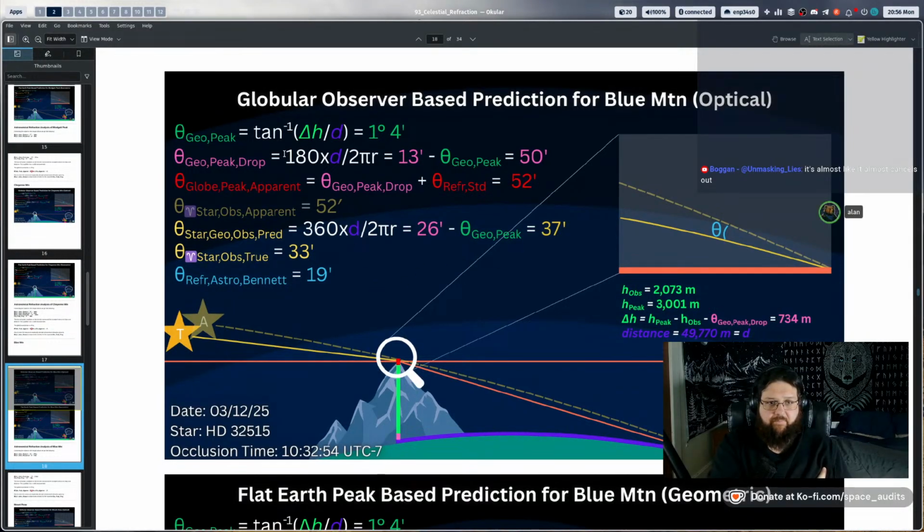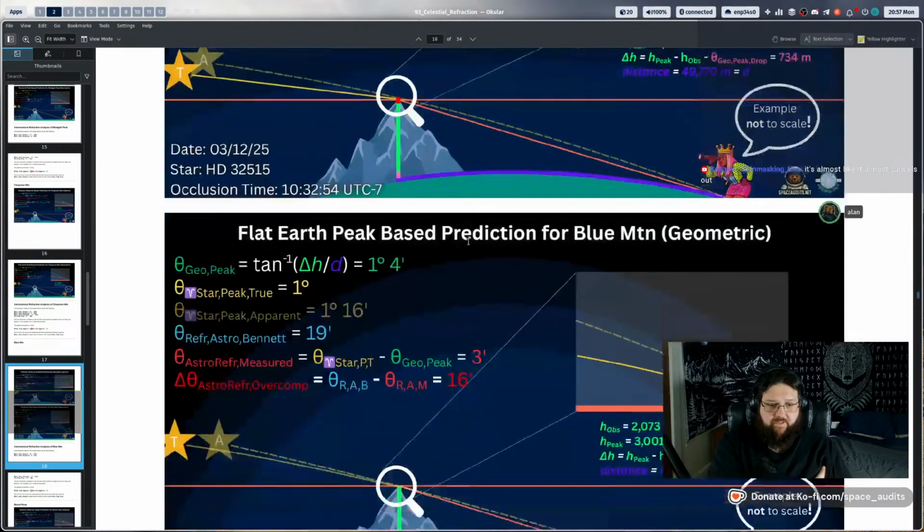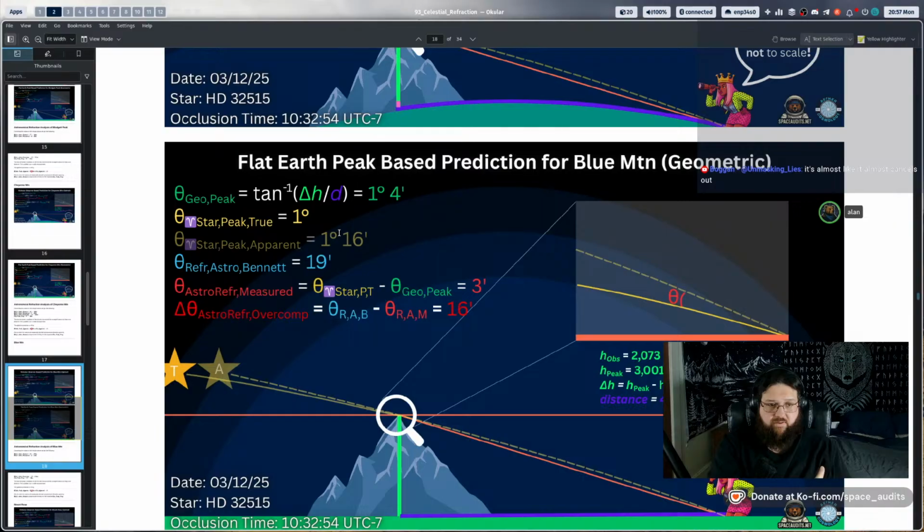So we're moving on to Blue Mountain here. Rise over run gives us 1.4 in degrees. The globe predicts 50 arc minutes. The actual measured location for the star at the time of occlusion was 1 degree, which gives us a 3 arc minute separation. And that creates a 16 arc minute overcompensation.